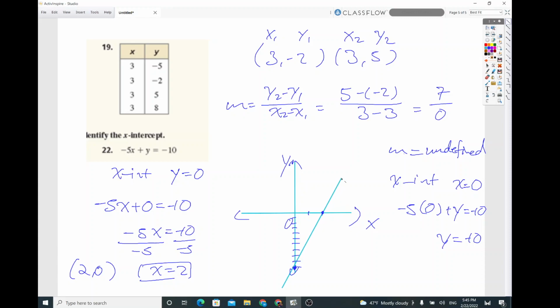Get a ruler, connect them, right? To get those two points connected. And here's what we found.